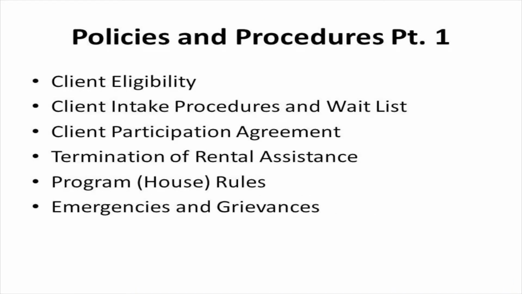So let's take a look at key rental assistance program policies and procedures, and they include the following. Client eligibility. Client eligibility should be clearly outlined as far as what makes a client household eligible for the rental assistance program being offered. Primary in this, of course, will be the HOPWA eligibility standards set by the U.S. Department of Housing and Urban Development as it relates to HIV status and income.